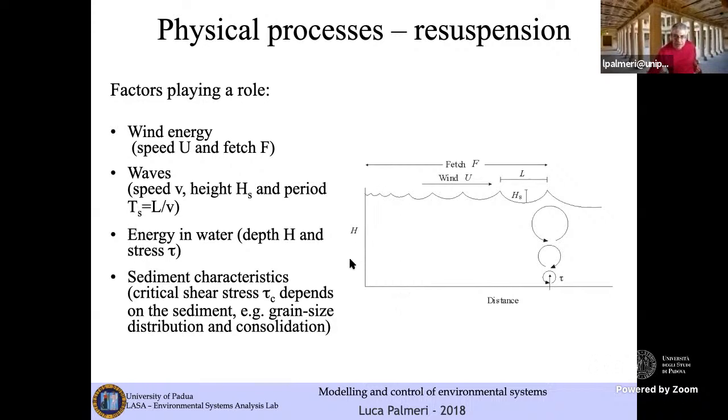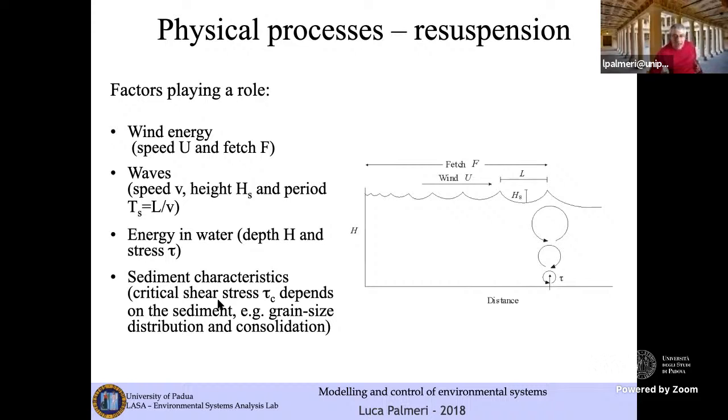We may, for example, describe our water ecosystem. We have a distance from, let's say, an arbitrary origin point, and we have a depth of the water system that is described by this capital H, and you may have waves on the surface of the water. Why do we introduce or want to describe waves? Because, as we will see, it is waves that generate the process of resuspension.